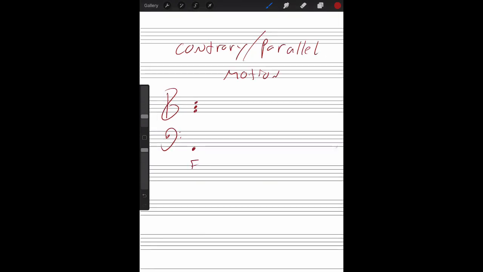Let's look at this in parallel motion. The bass is still going up to the G. Pretty easy here. We're going up, so we need to go up this way as well. The F comes up to a G, the A comes up to a B, and the C comes up to a D.